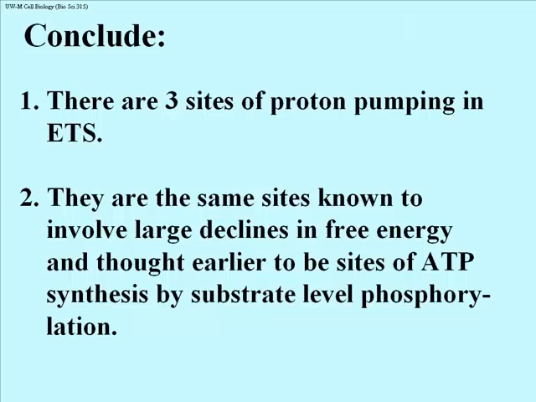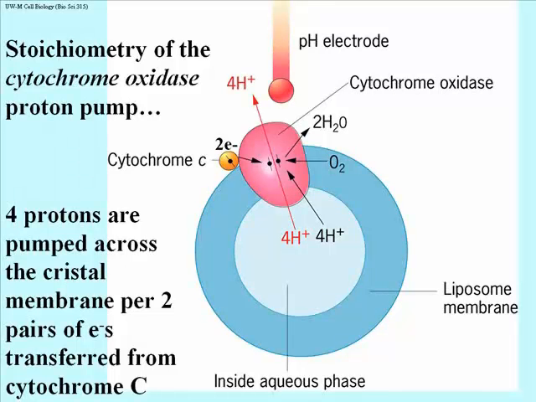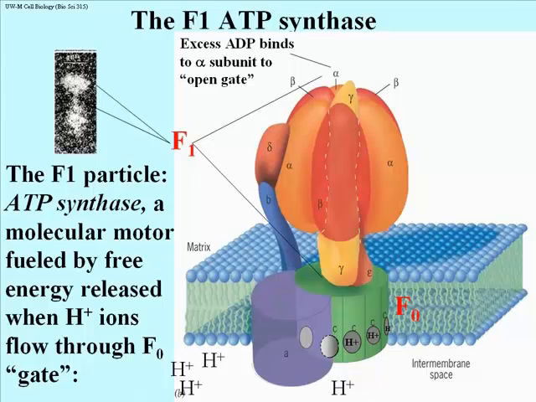These experiments also showed that there were 3 sites of proton pumping, and that these sites, complexes 1 and 4 as well as coenzyme Q, correspond to the 3 steps in electron transport that we saw earlier, involving large negative standard free energy changes that were originally thought to be actual sites of ATP synthesis. We even know something about the stoichiometry of proton pumping. About 4 protons are pumped across the crystal membrane for every pair of electrons transferred from complex 4, also called cytochrome oxidase, to oxygen.